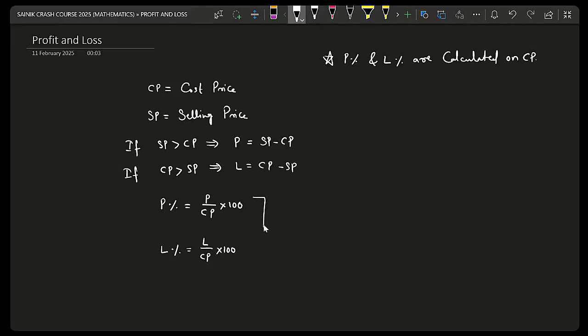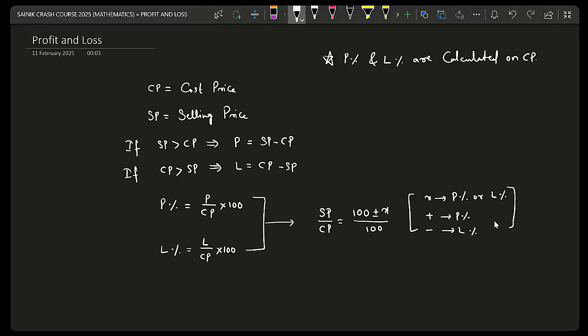Combining these two, I'll give you a shortcut. Whenever there is a single selling price and a single cost price, and you want to find the profit percent or loss percent relation, we call it the single selling price formula. We can write it as SP by CP is equal to 100 plus or minus X by 100. Here X means either profit percent or loss percent. If it is profit percent, we use plus. If it is loss percent, we use minus.